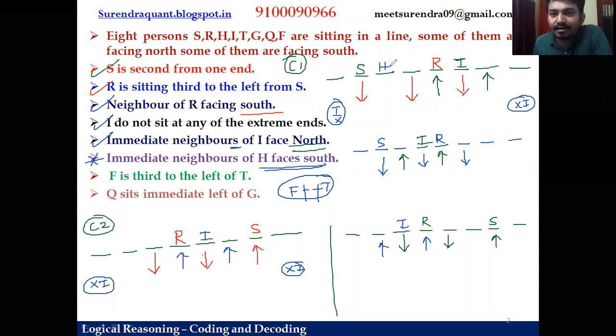If I consider H here, now there are 2 persons between F and T. This is possible. But in this case, if I place H here, there is no possibility for F, 2 gaps, T, right? I mean, I can eliminate this possibility. So in case 1, sub-diagrams are there.